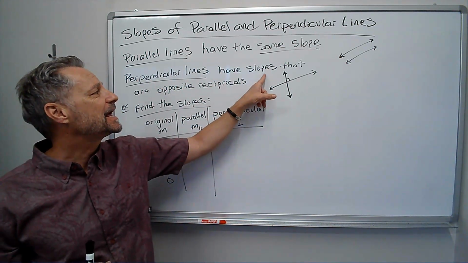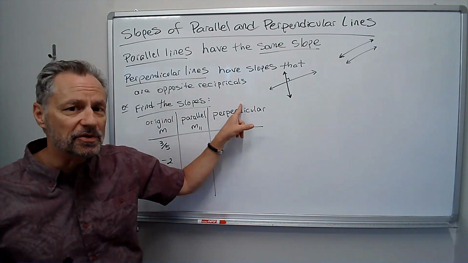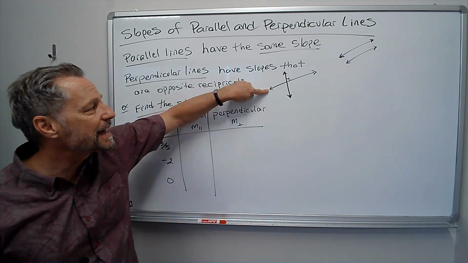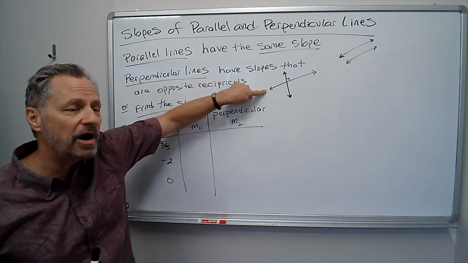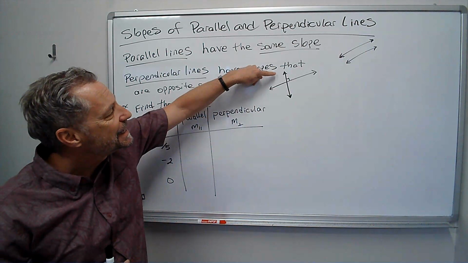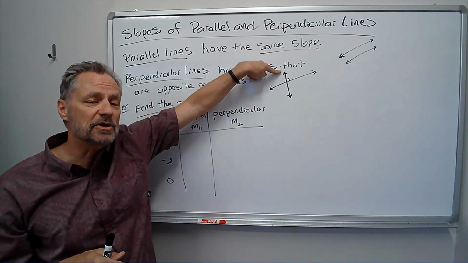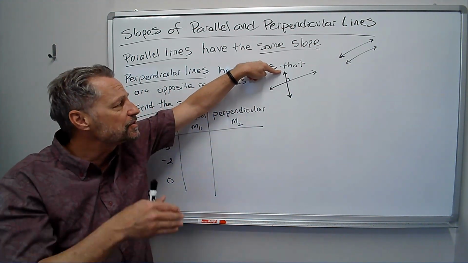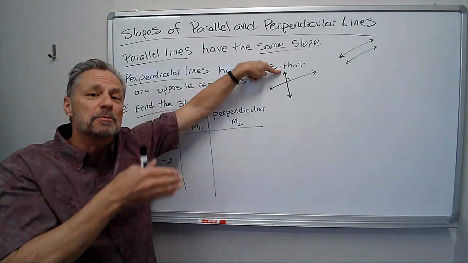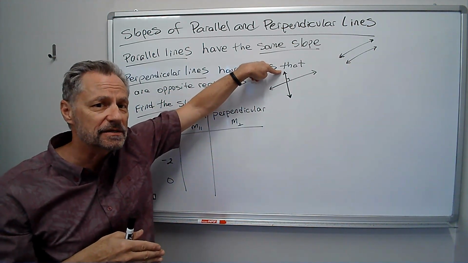Perpendicular lines have slopes that are opposite reciprocals. Notice this line's going up pretty slowly, so it's going to be a positive slope, but a pretty small number. This line is going down really quickly from left to right, so it's going to be a negative slope, and a pretty big number because it's going down pretty fast.